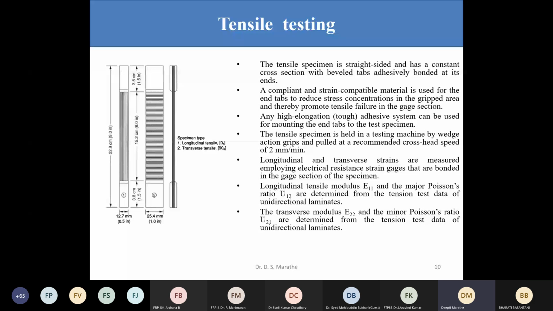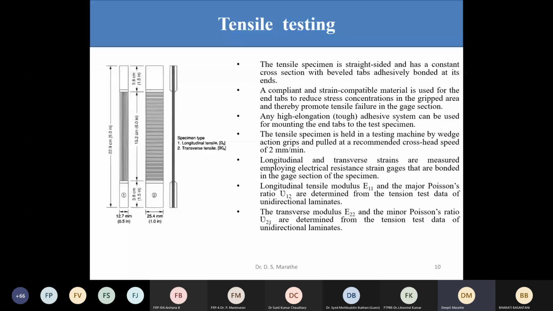Also, very importantly, what is going to be the rate of pulling? In case of composites, the rate at which the jaw movement takes place is very low. That is called the crosshead speed. And the sample is pulled at 2 mm per minute. Also, to measure the strain, there are going to be transverse and longitudinal strain gauges which are going to be fixed within the gauge length here on the sample.